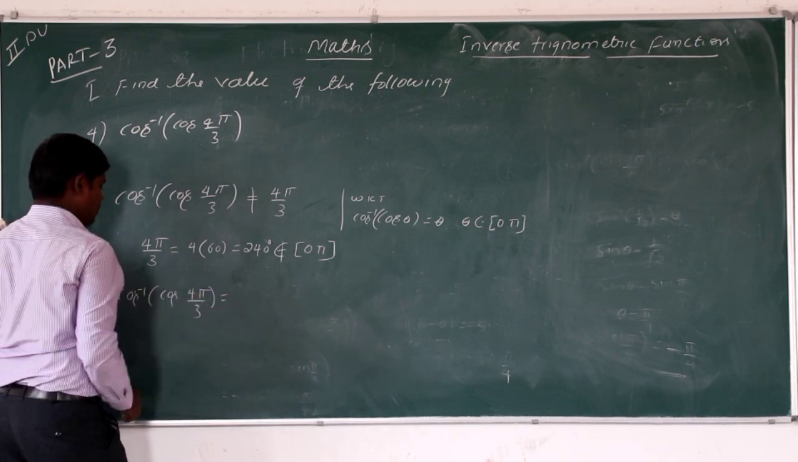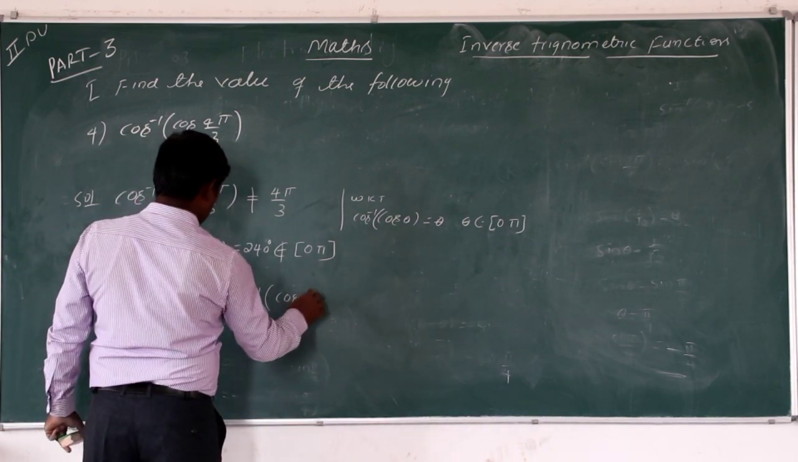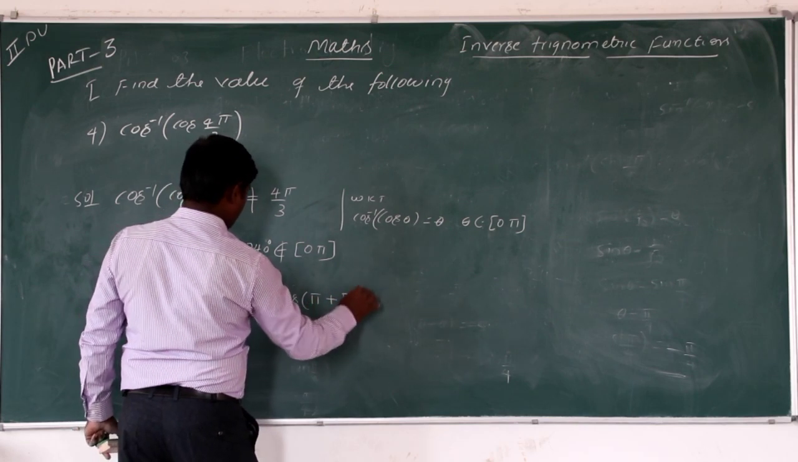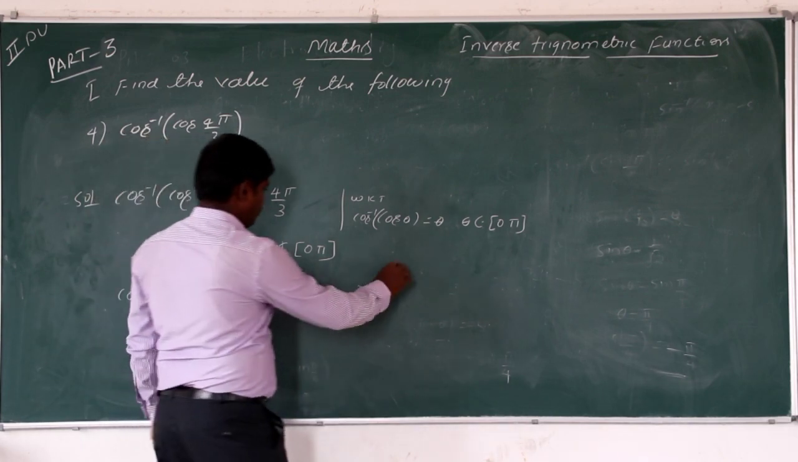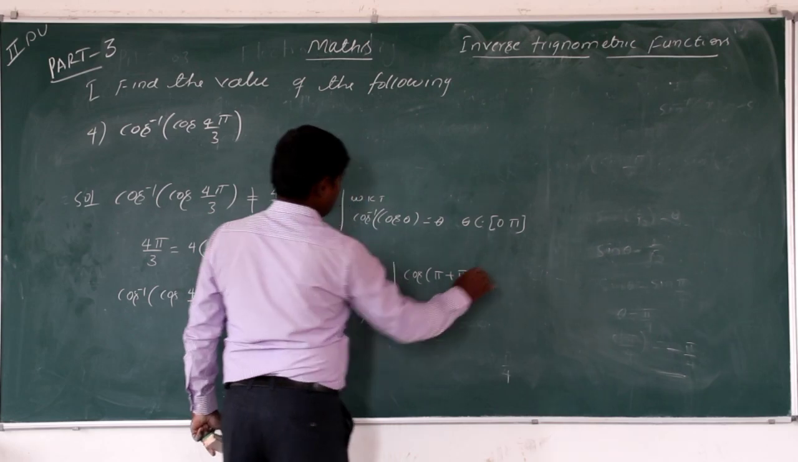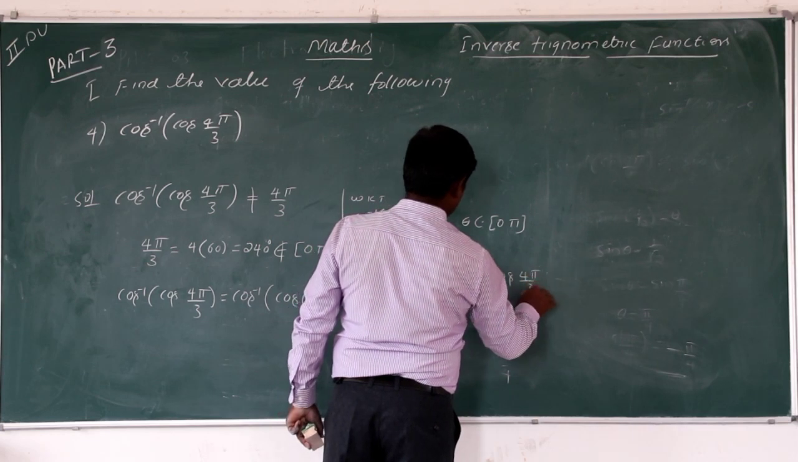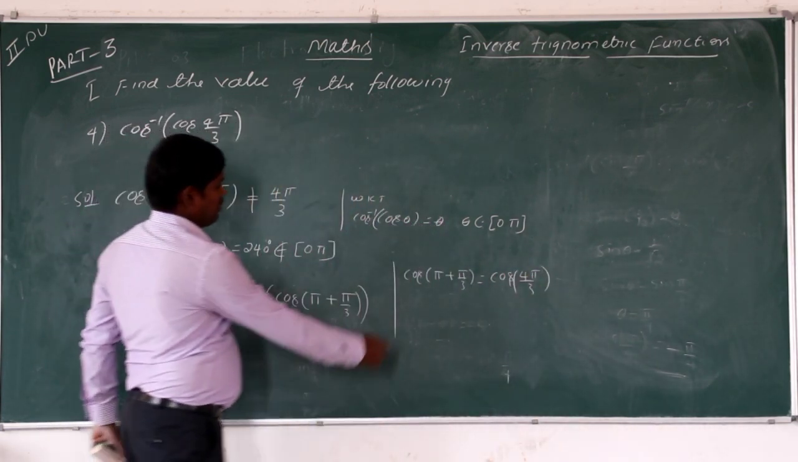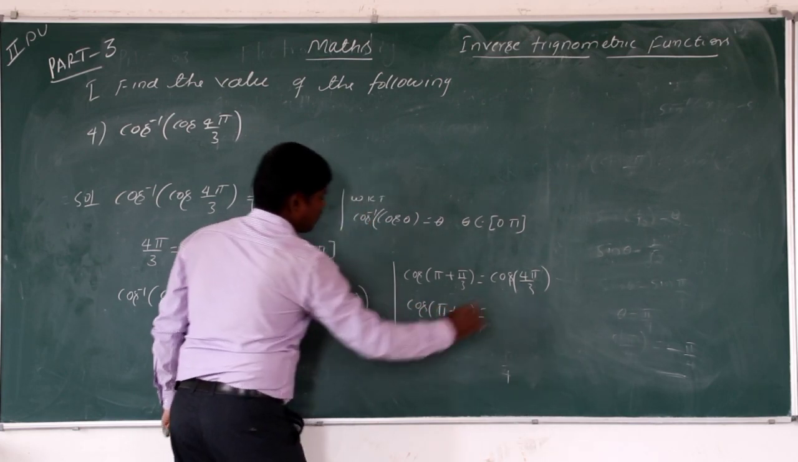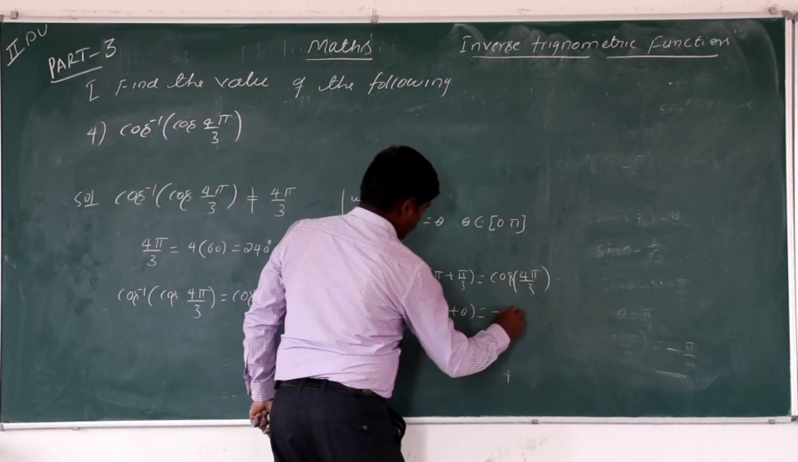So 4 pi by 3 can be written as pi plus pi by 3. Cos of pi plus pi by 3 is nothing but cos of 4 pi by 3. Now cos of pi plus theta is in the third quadrant, and in the third quadrant cos is negative, so it is minus cos theta.